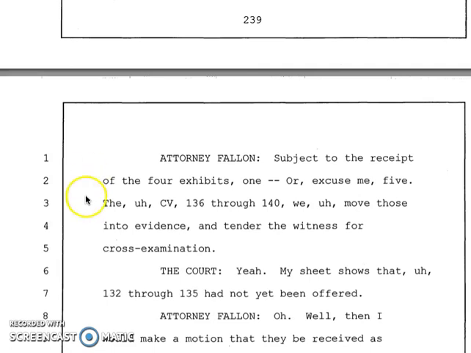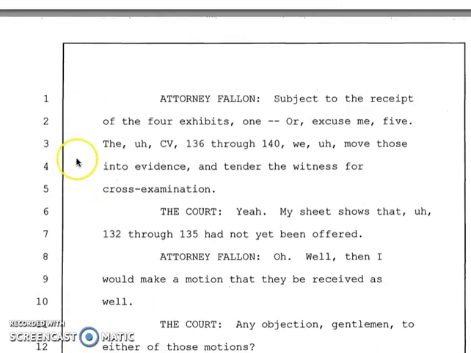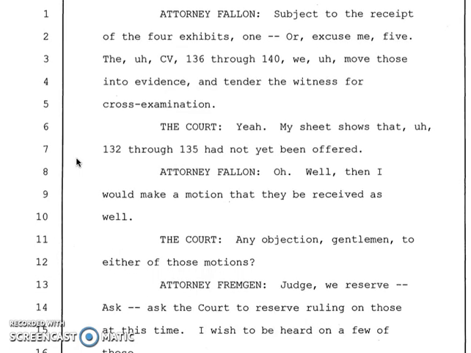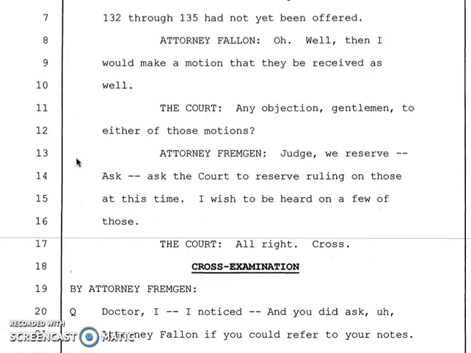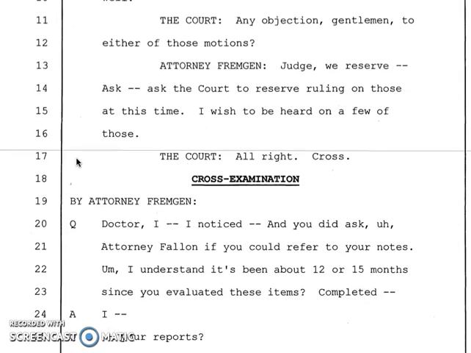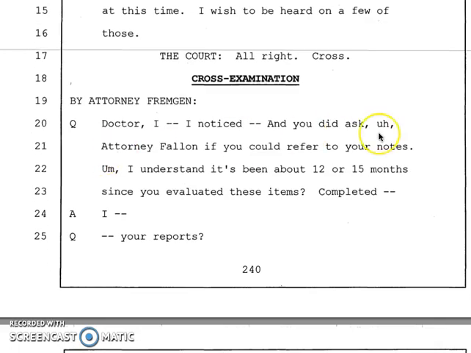Yes, I do. Attorney Fallon: Subject to the receipt of the exhibits, we move those, CV 136 through 140, into evidence and tender the witness for cross-examination. The court: Yes, my sheet shows that 132 through 135 had not yet been offered. Attorney Fallon: Oh, well then I would make a motion that they be received as well. The court: Any objection, gentlemen, to either of those motions? Attorney Freeman: Judge, we ask the court to reserve ruling on those at this time. I wish to be heard on a few of those. The court: All right. Cross-examination by Attorney Freeman.